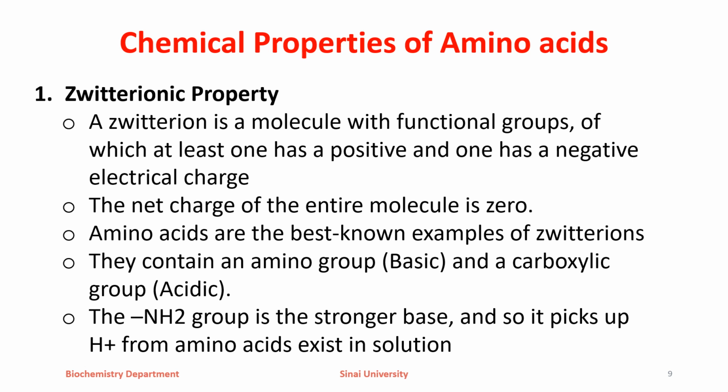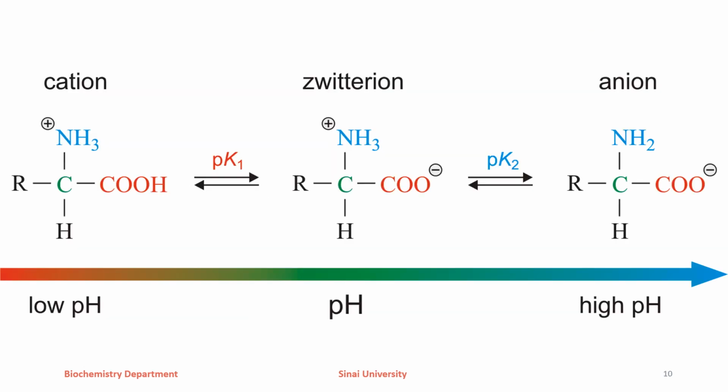Amino acids are the best known examples of zwitterions as they contain an amino basic group and a carboxylic acid group. The amino basic group is a stronger base, and so it picks up a hydrogen ion from the carboxylic acid group when amino acids exist in solution. And here we can see that at low pH or acidic medium, amino acids act as base, and at high pH or at alkaline media, amino acids act as acid. And at neutral pH, amino acids act as zwitterion.